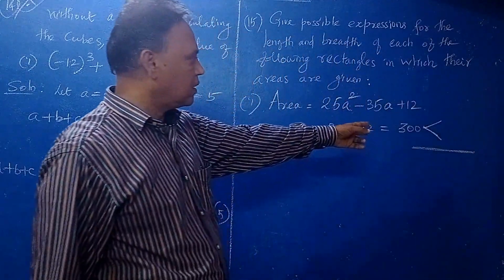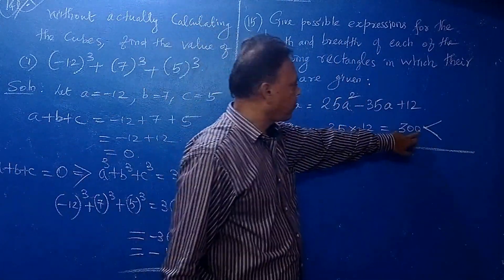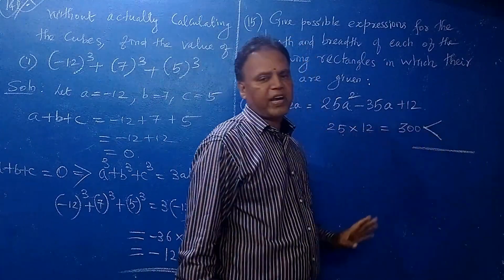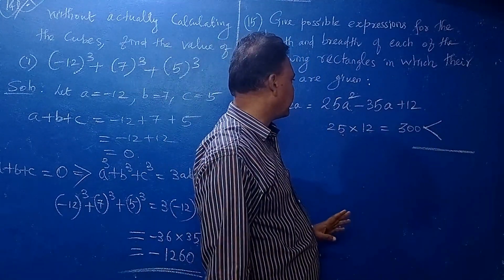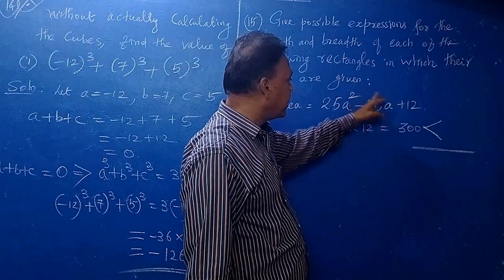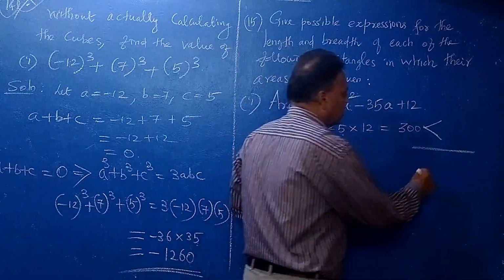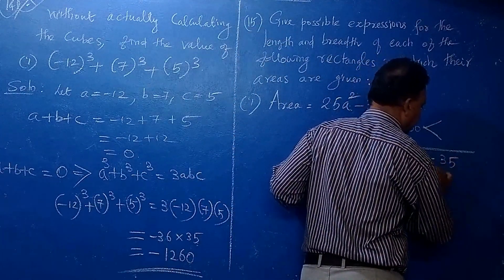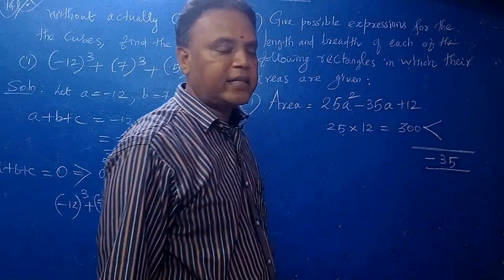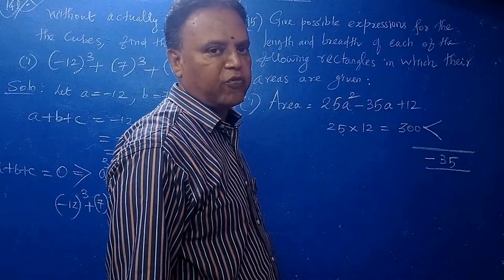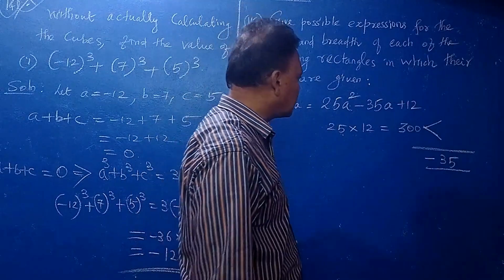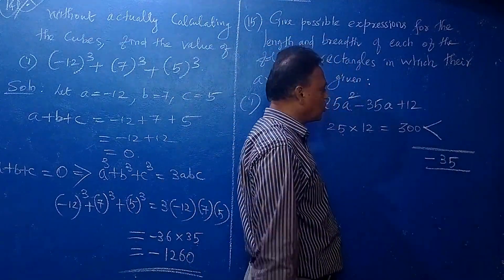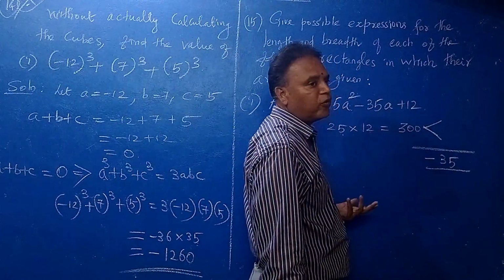Now you have to make 300 into two factors, so that you get the middle term, that is minus 35. Here you have to get minus 35. Like that you have to find two factors. What are the factors you have to find? So 300, how will you do this?